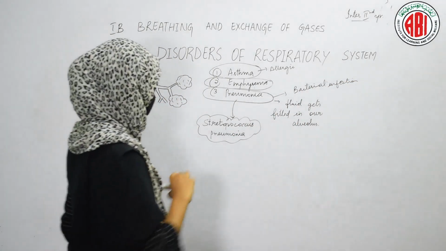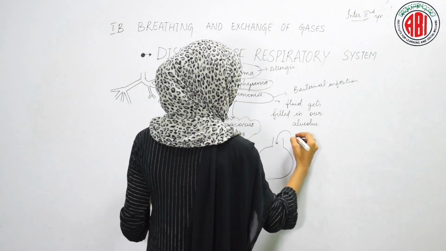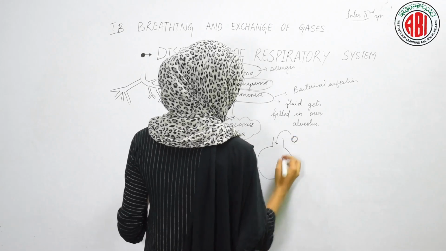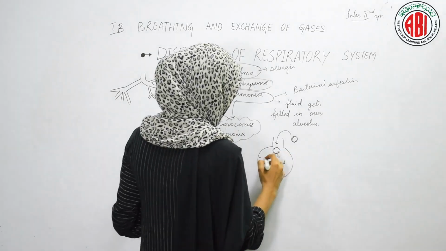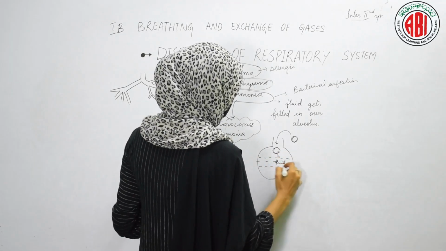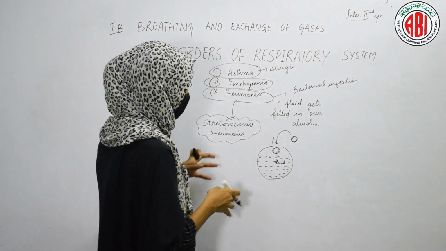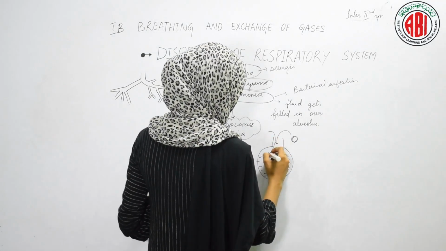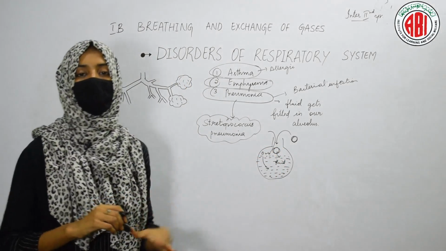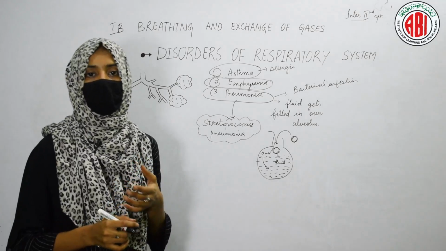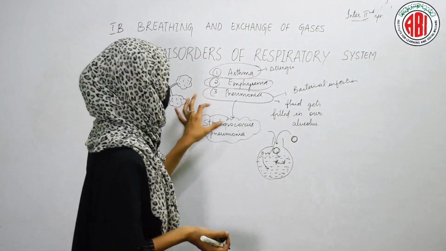In this condition, what happens? This is our alveolus. When the bacteria enters into the alveolus, this is our bacteria. When it enters into the alveolus, it releases some fluid in this way. The fluid gets filled into the alveolar region. As the fluid gets filled into the alveolus, the oxygen which reaches the alveolus cannot fully enter into the alveolus, and the alveolus cannot carry out the process of gaseous exchange. This is what happens in the condition pneumonia.